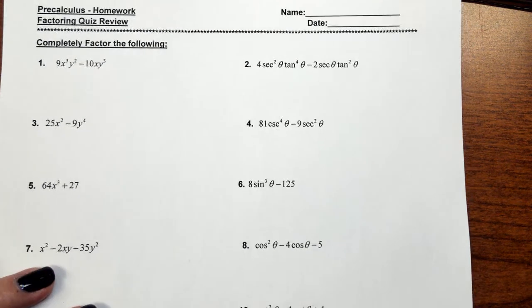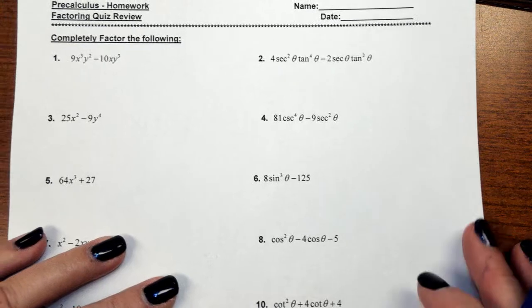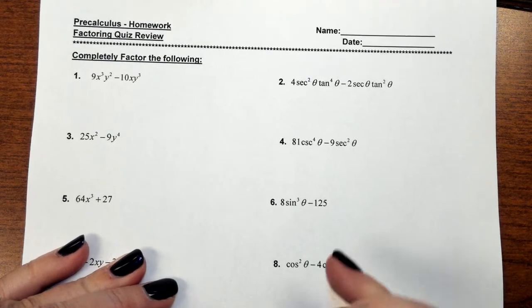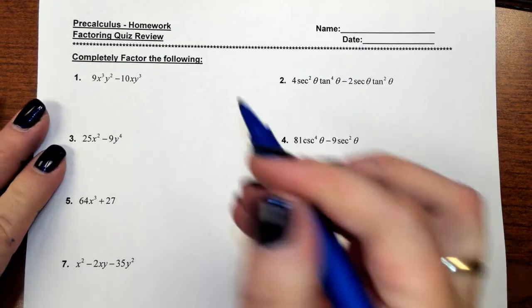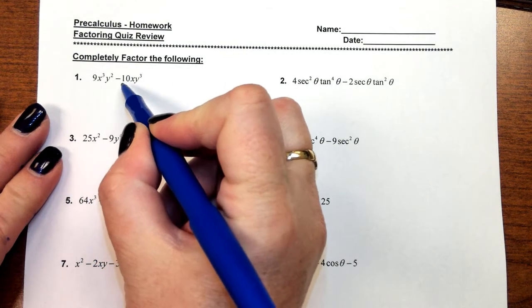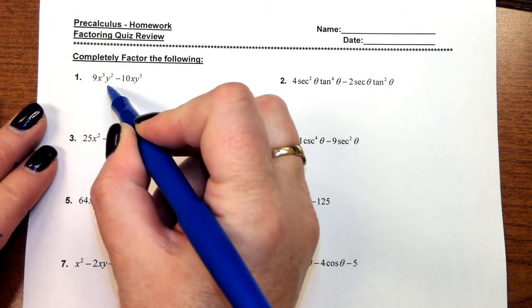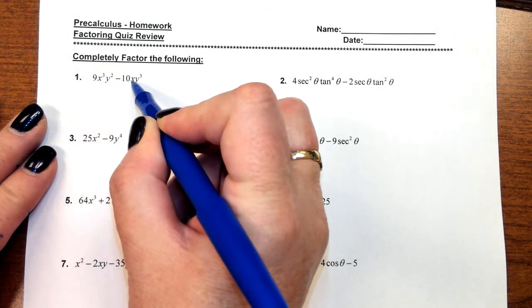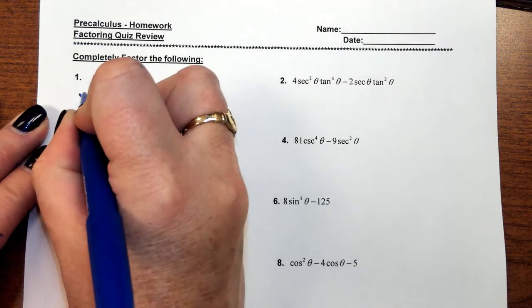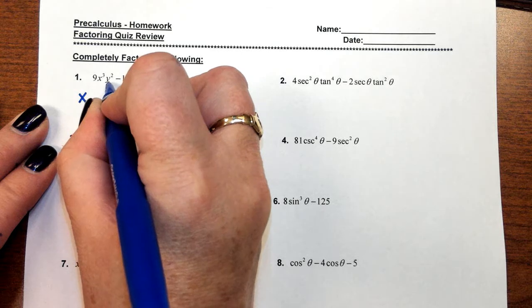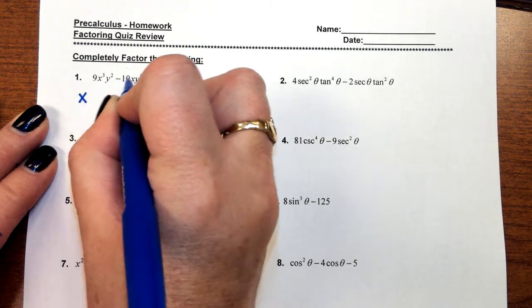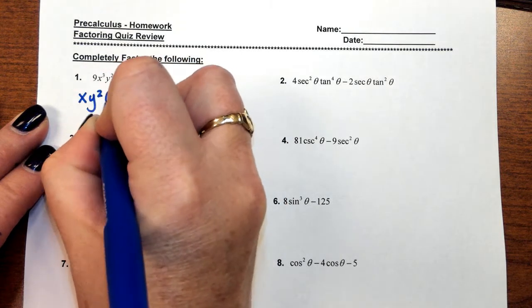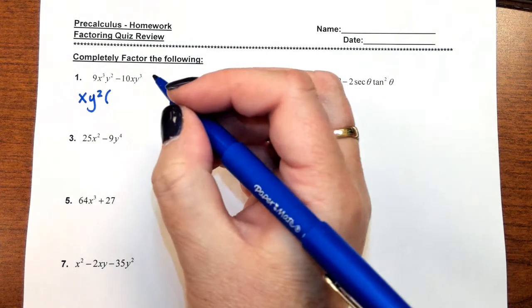So when you are factoring, you always want to check for the greatest common factor first. For example, in problem number 1, the coefficients 9 and 10 do not share a common factor other than 1. However, if you look at your variables, you have 3 x's in the first term, 1 x in the second term, so you can factor out an x. You have a y squared and a y to the third, so you have 2 y's in common. So your GCF in problem number 1 is going to be xy squared.